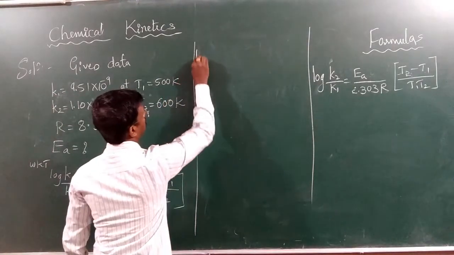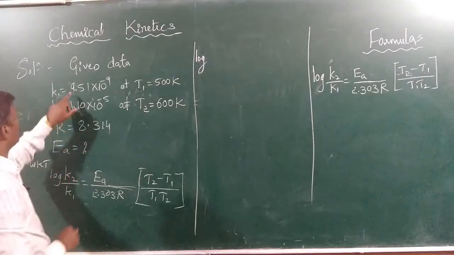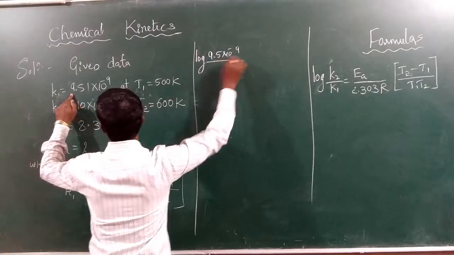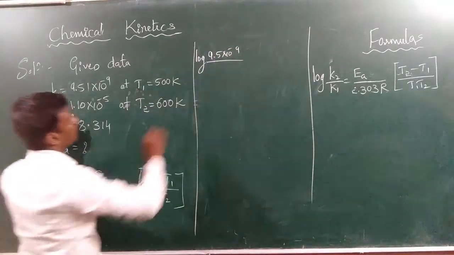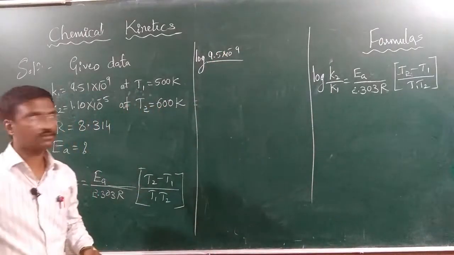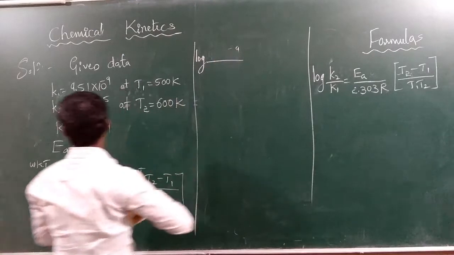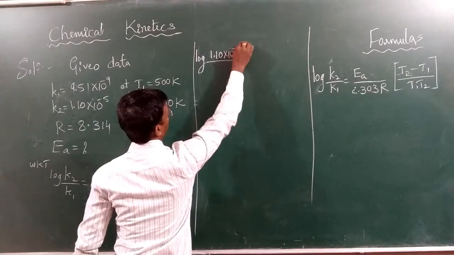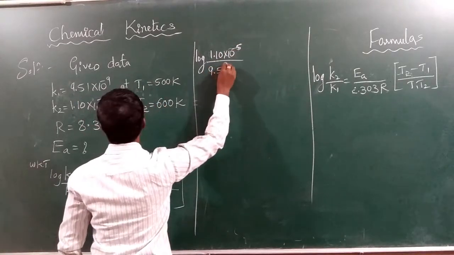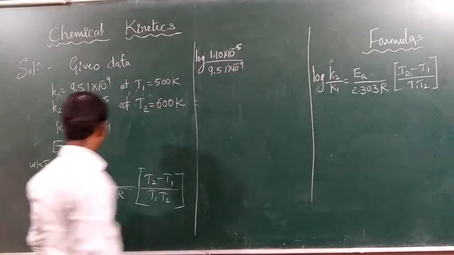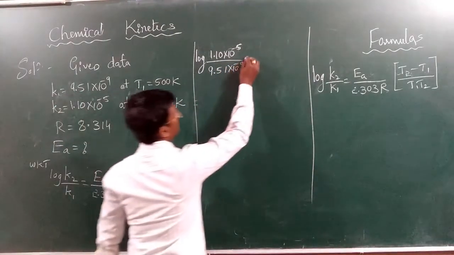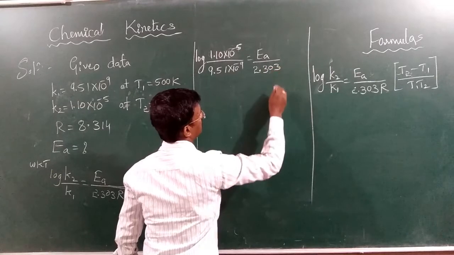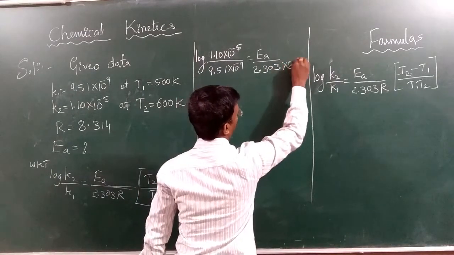Therefore, log K2 is nothing but 1.10 into 10 raised to minus 5. K1 is nothing but 9.51 into 10 raised to minus 9 is equal to, we just put it here as it is, EA divided by 2.303 as it is. R is nothing but 8.314.